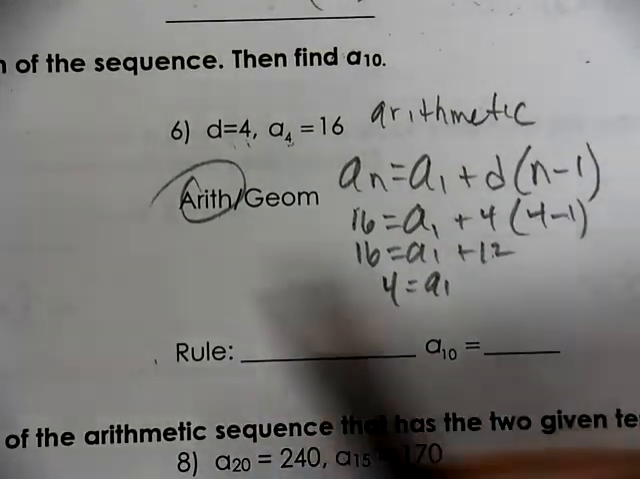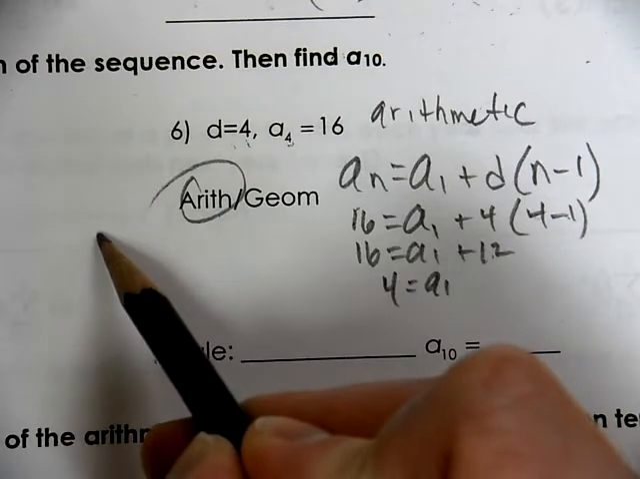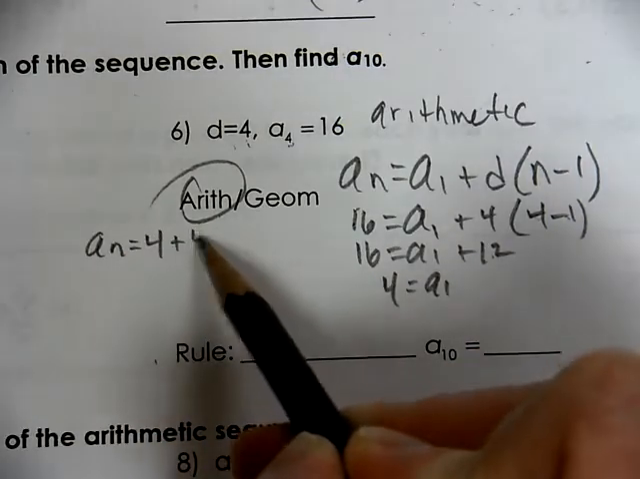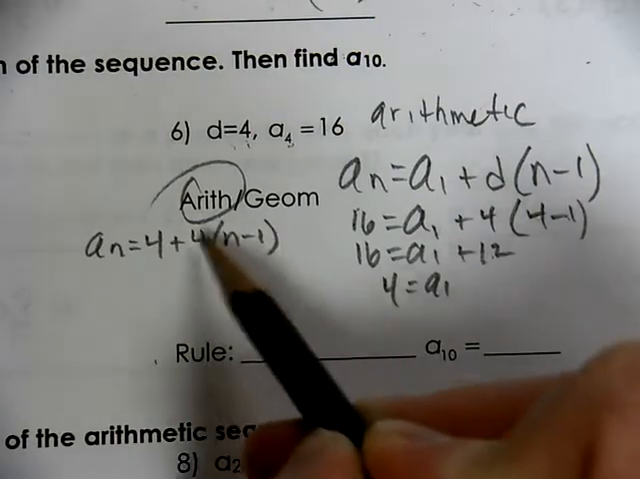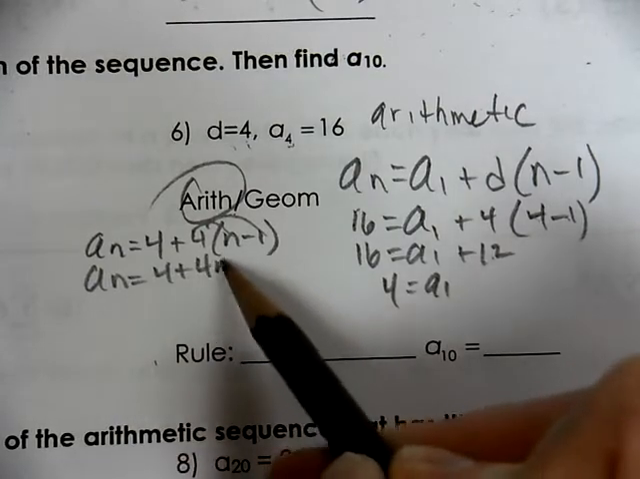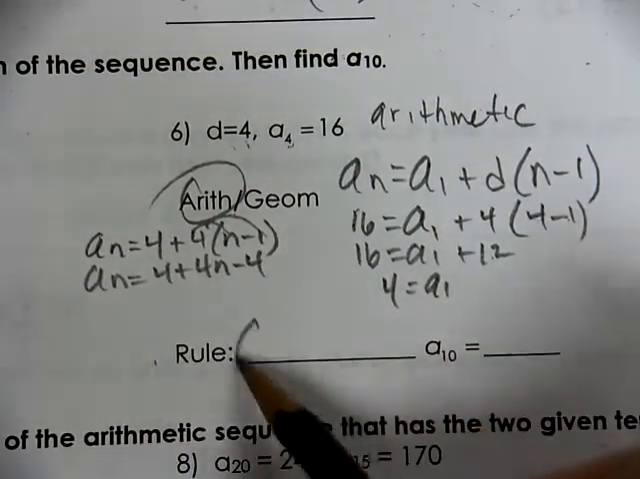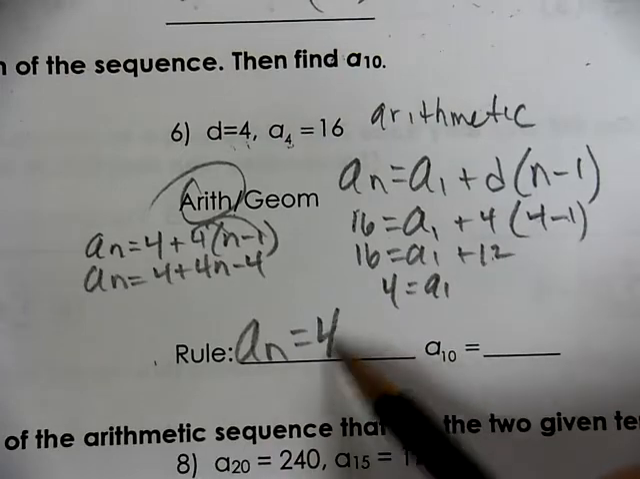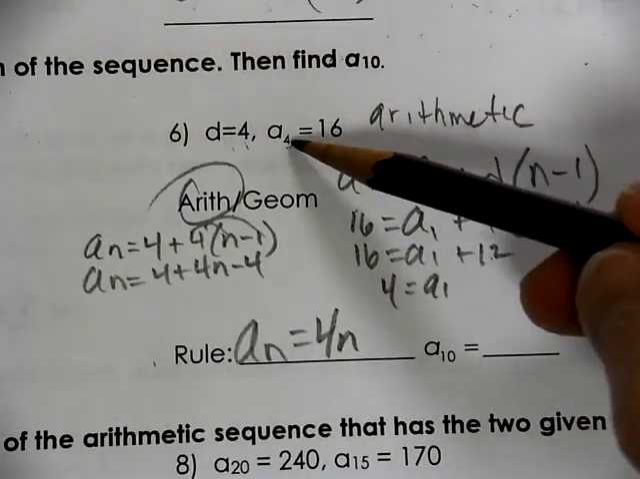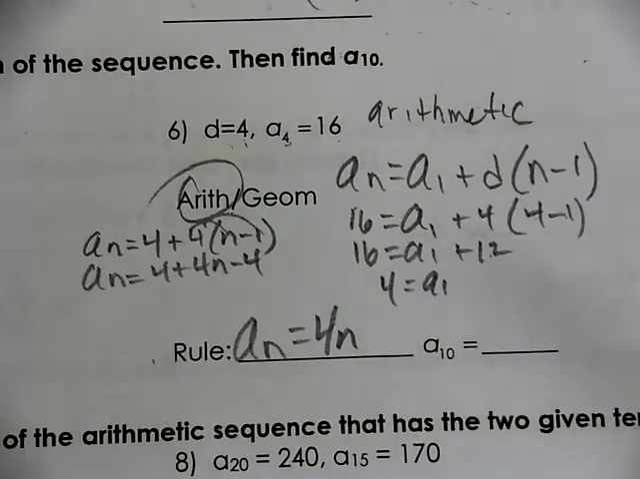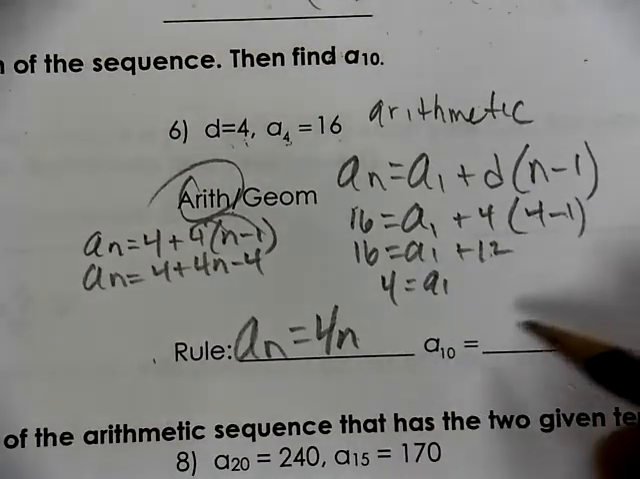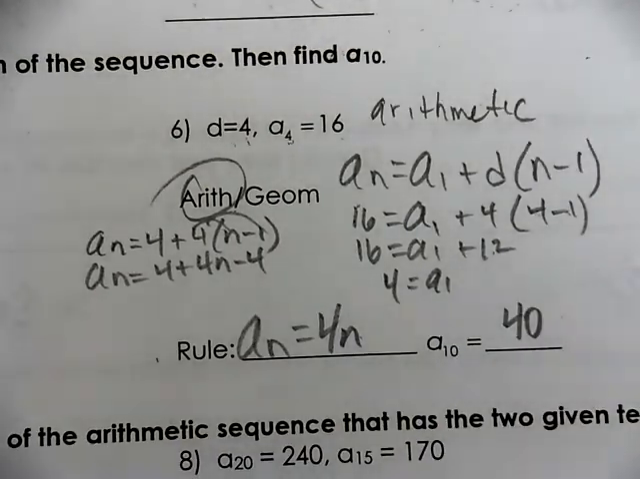So my rule, let's calculate this out now. A of n equals my first term plus my difference times n minus 1. Distribute this through, and I get 4 plus 4n minus 4. So this is just a of n equals 4n, which makes sense for here. This is 4 times 4, which is 16. The 10th term is when we plug a 10 in, and we get 40.